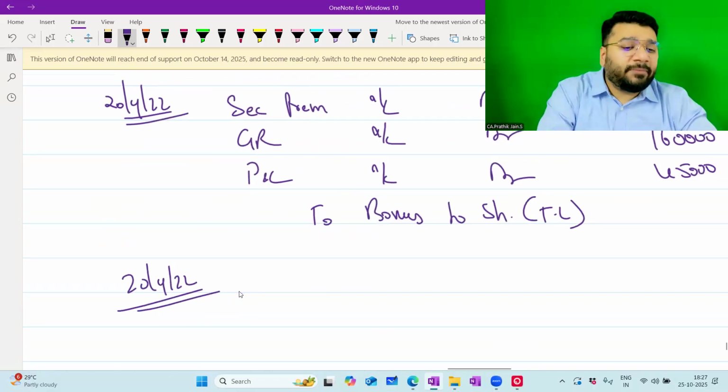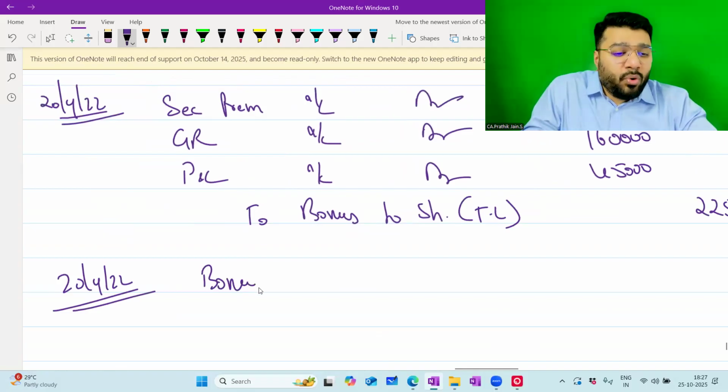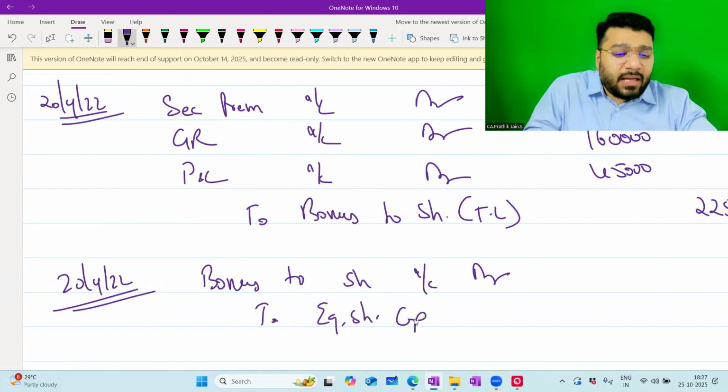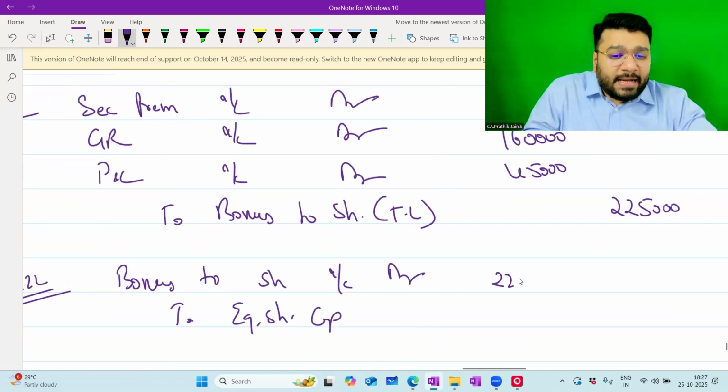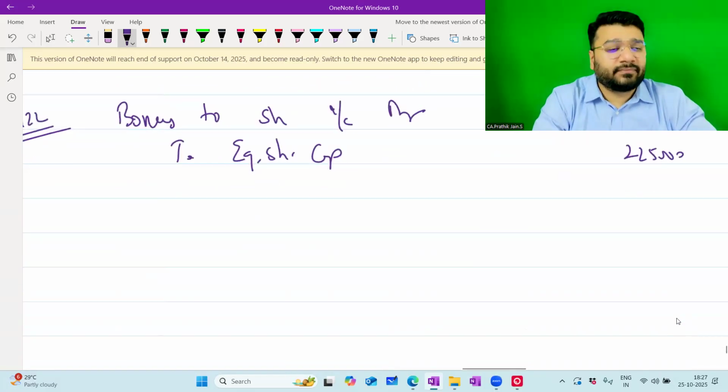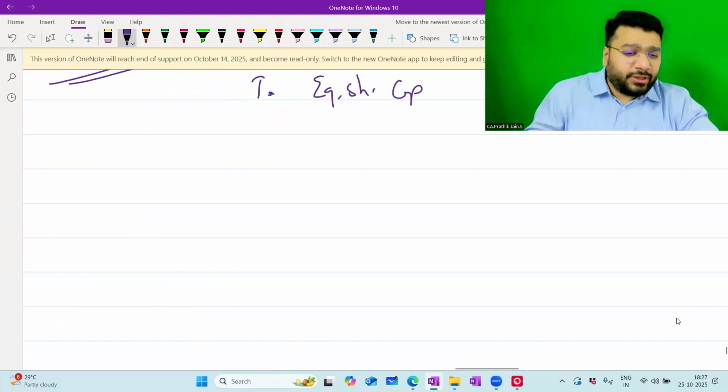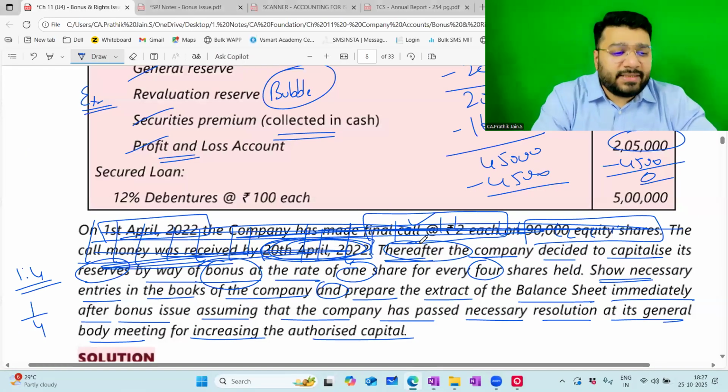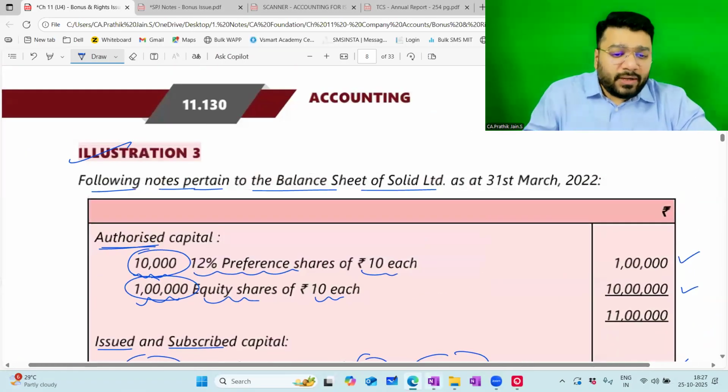So what is my closing entry? Bonus to shareholder account, debit. Equity share capital. How much? 2,25,000. Okay, not okay? Entry clear. Now balance sheet. Which company is this? Solid Limited.